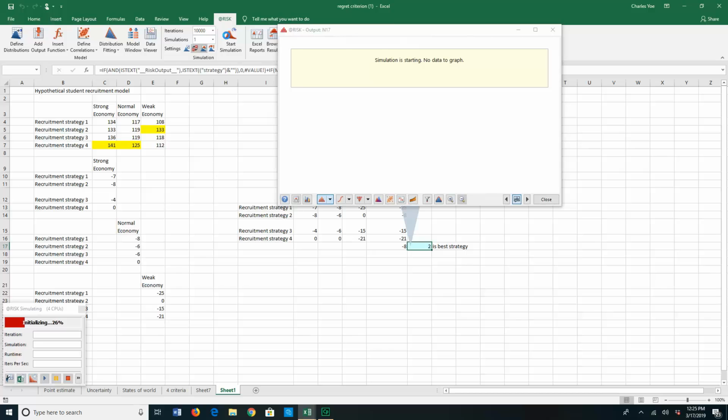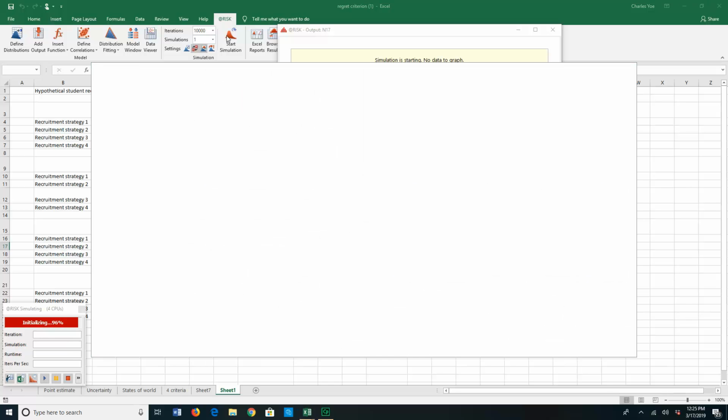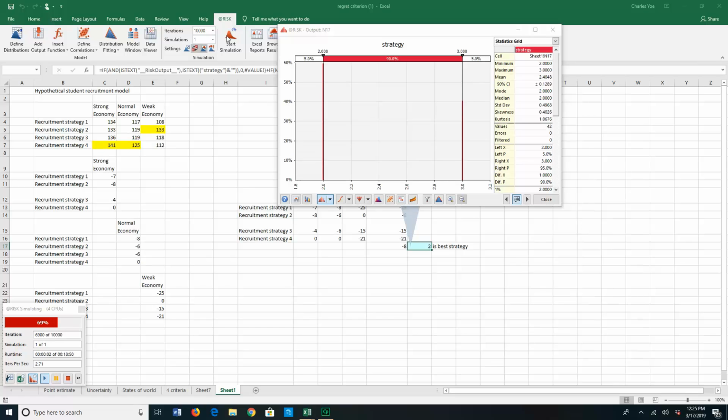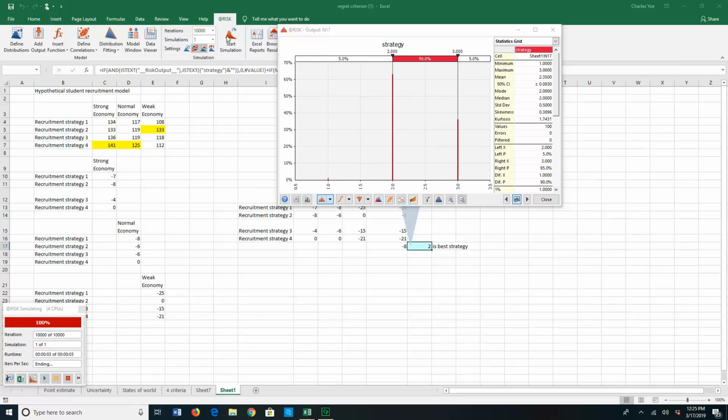And even though this is a small model, it takes a little while to initialize because there are a great many if-then statements embedded in it. And soon we'll see the results. And in this particular scenario, we'll see a minimum of 1 was obtained. So strategy 1 is sometimes optimum. A maximum of 3 was obtained. That means strategy 4 was never optimum.